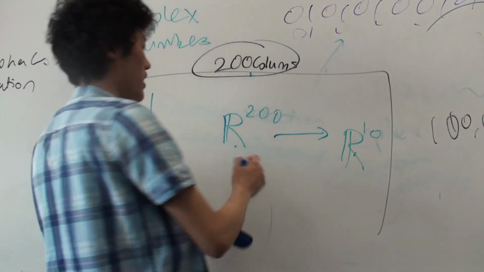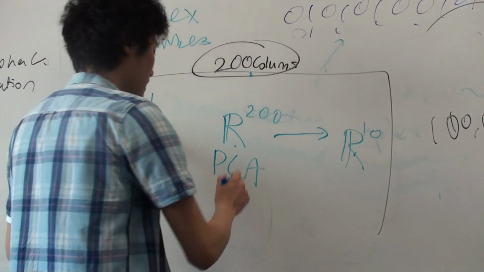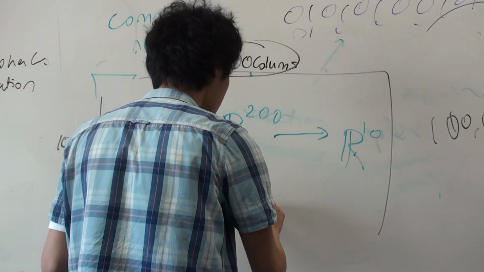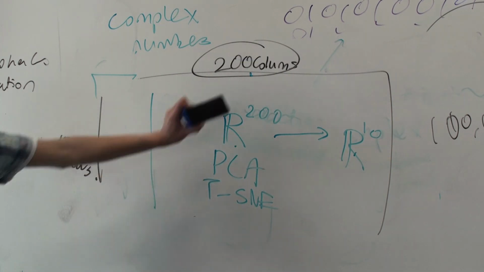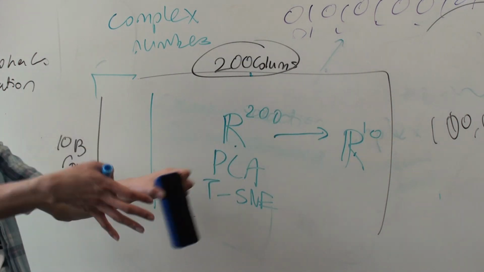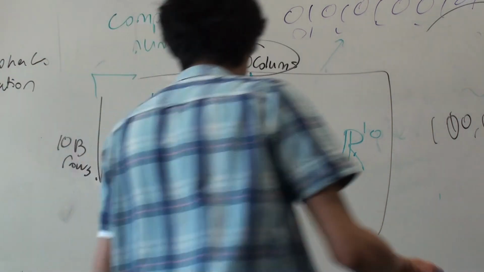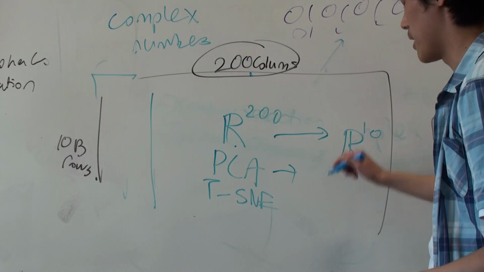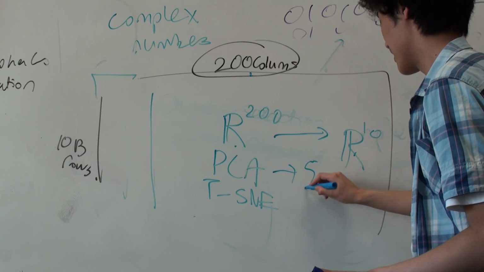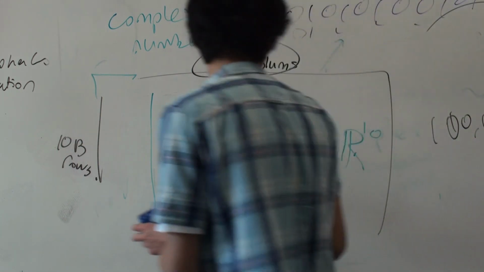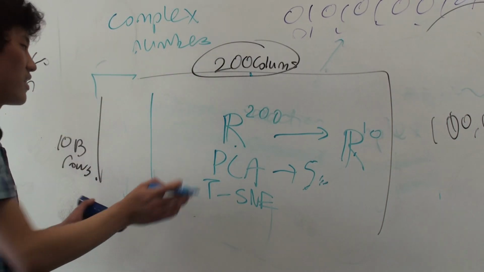And what are some methods to do it? You've probably heard of PCA, principal component analysis. There's also t-SNE. I can't remember what that stands for. But you can use these methods to do dimensionality reduction, which is to reduce the parameter search and increase computational speed. PCA is also related to some other algorithm you probably did in uni.